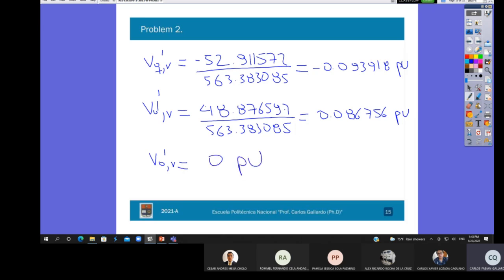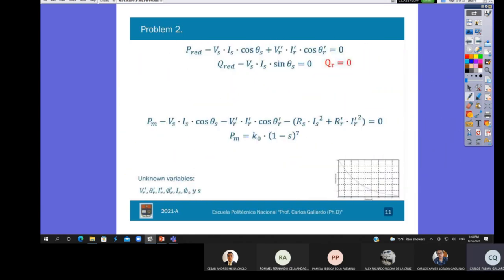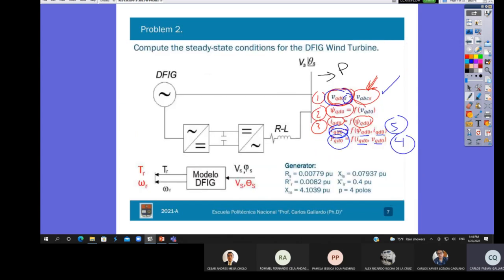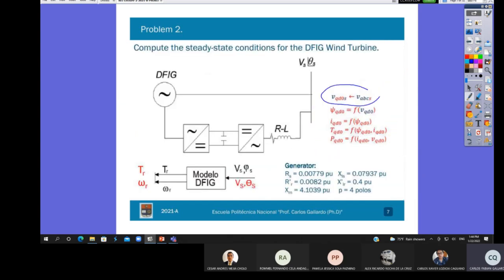So I have the per unit values, and I have already finished the first step. Let's go back to the methodology. I have finished only the first step, because I now have the QD0 voltages in per unit values for the stator and for the rotor. So my first step is done. Let's continue with the second step.